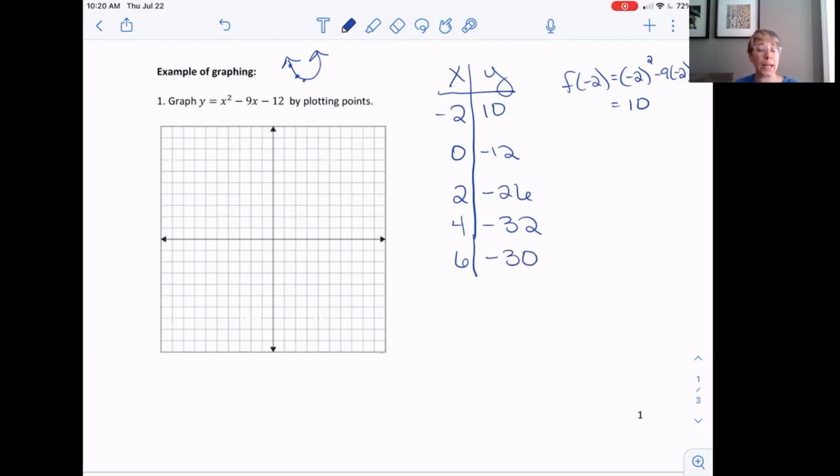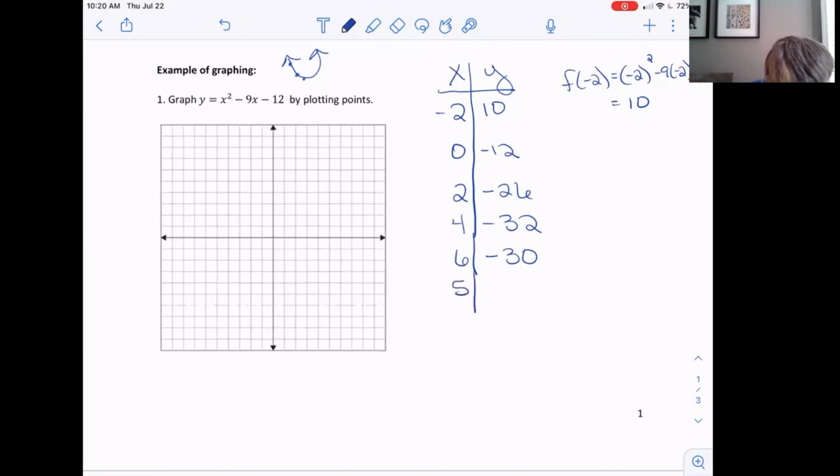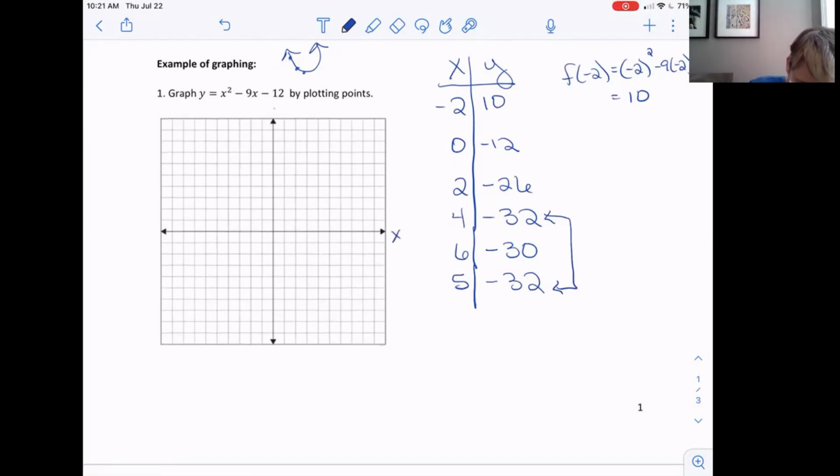Okay, so it's starting to come back up, but I still don't know if 4 is my lowest point. So let's try 5. Ooh, that's also a negative 32. Notice I don't have any labels on there. I mean, I could put X and Y, but I don't have 32 hash marks.